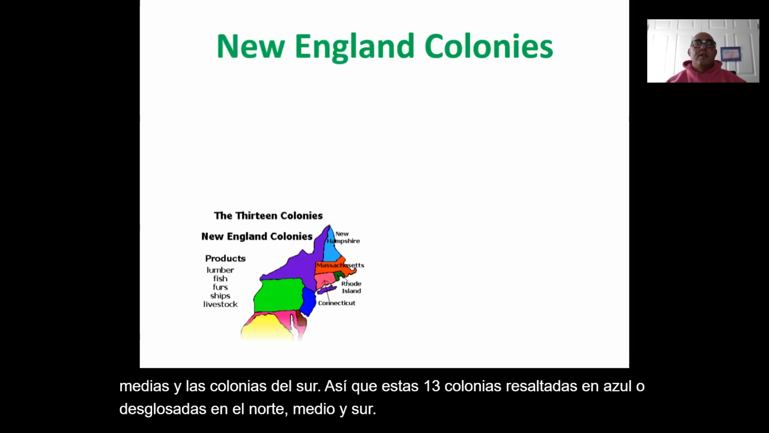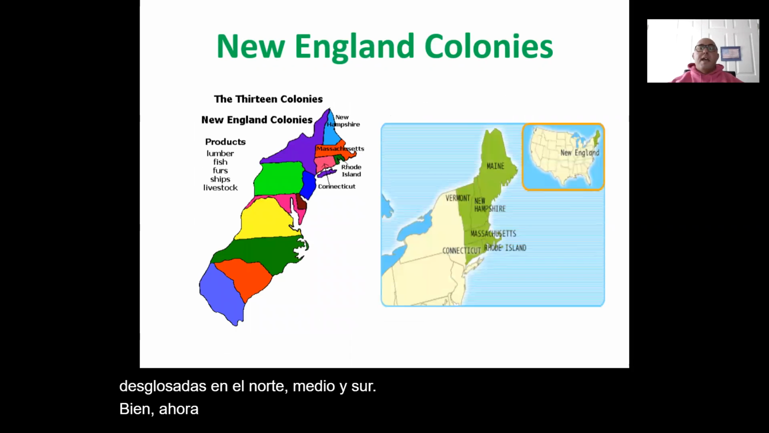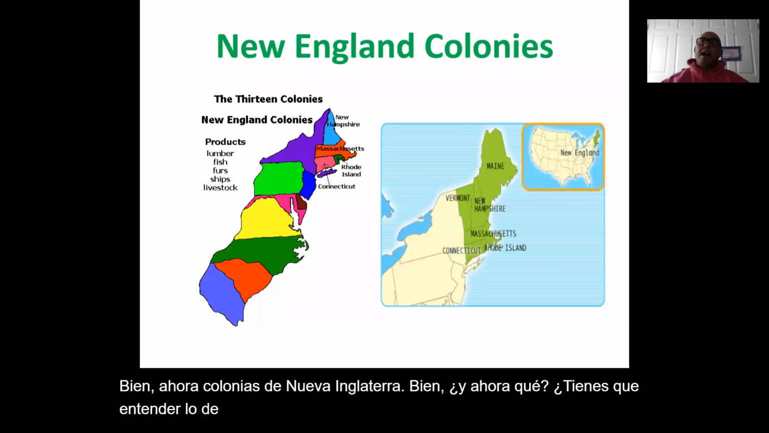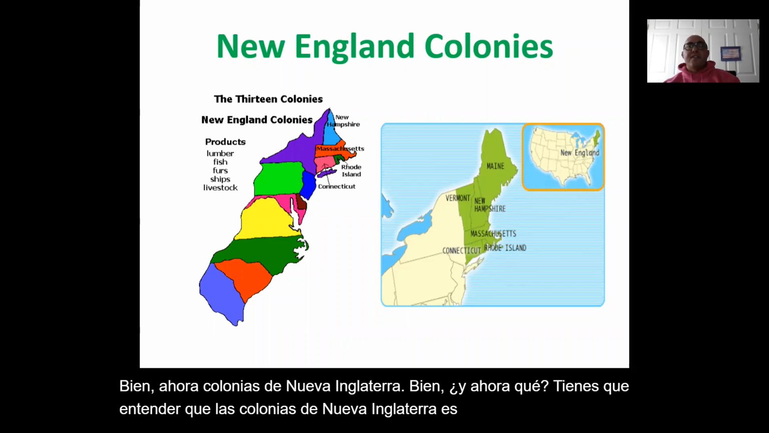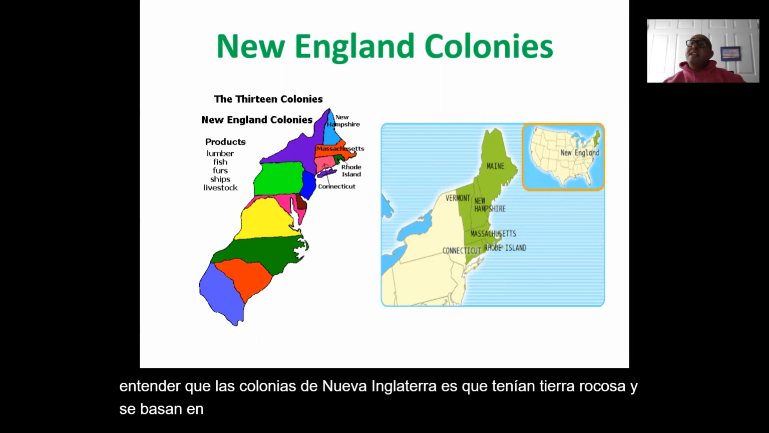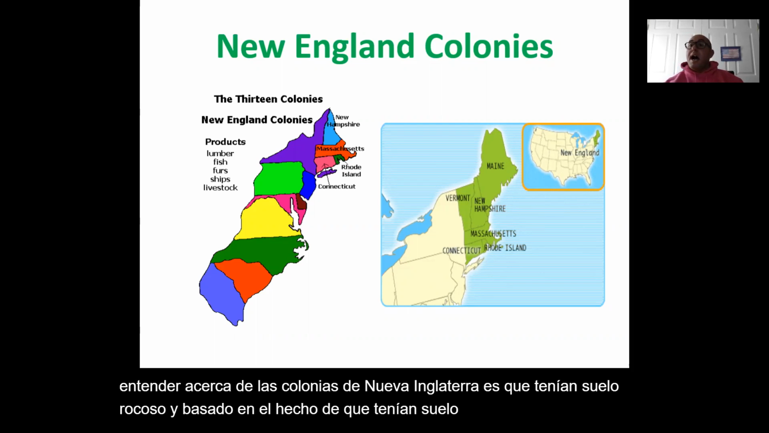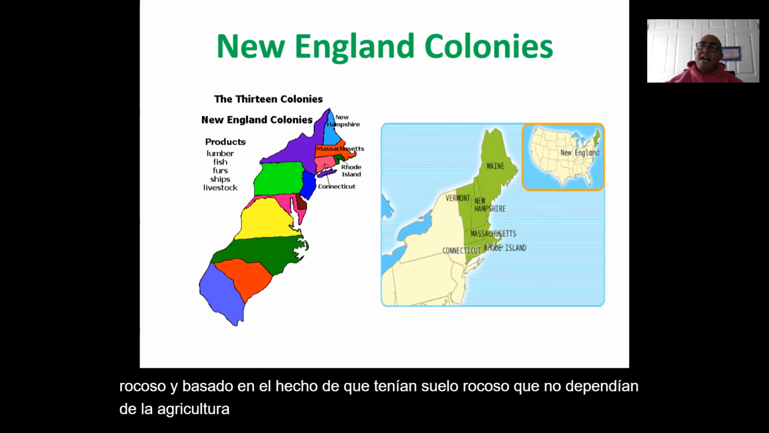Now, New England colonies. What you have to understand about the New England colonies is that they had rocky soil. And based on the fact that they had rocky soil, they did not rely on agriculture as the southern colonies did. So the New England colonies had to look at other ways to make a living.